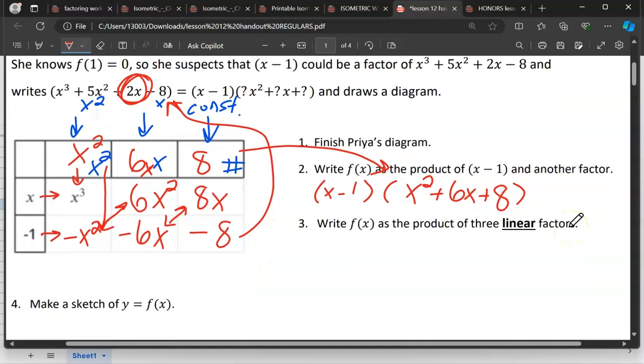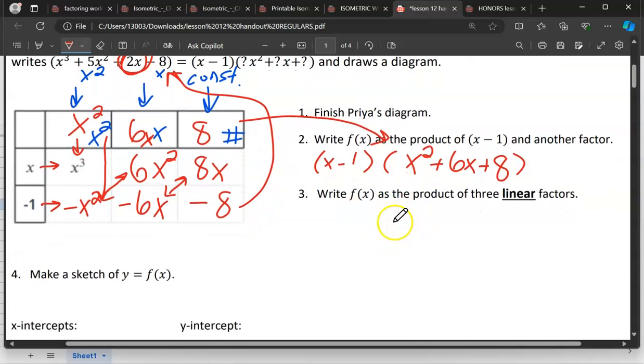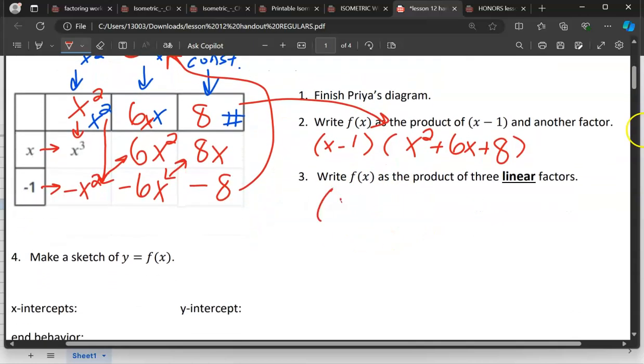Now, if all it asks for is the product of x minus 1 and another factor, I'm done. But unfortunately, we have to go the last step. Remember, we need 3 parentheses. We need x minus 1, the one that they gave us, and then we need 2 more parentheses. Those are going to come from the quadratic expression here.